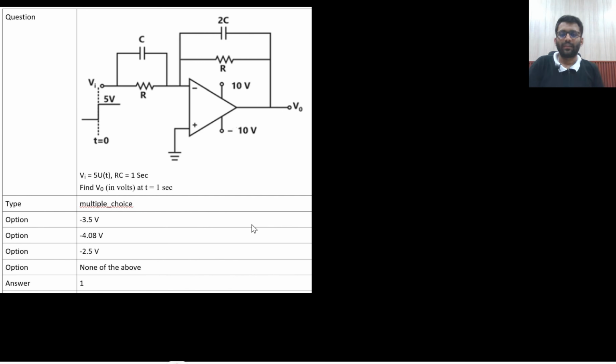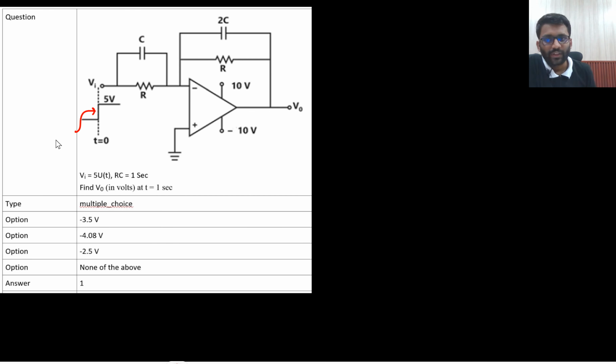Okay, easy. Let's see this one. So these are good kind of problems. So initially what will happen? Capacitors are uncharged, capacitor will be shorted. So what will happen to this parallel combination of RC, and what will happen to this parallel combination of RC? Do you know this thing?